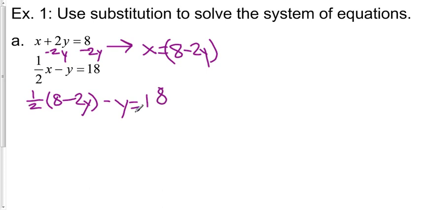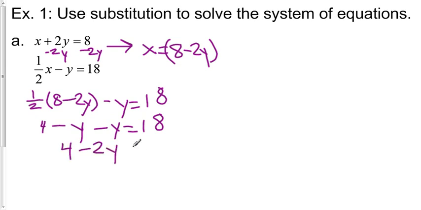Notice now we have an equation with only one variable in it, and so I can figure out what y is. Let's go ahead and distribute. 1/2 times 8 is 4, minus 1/2 times 2 is 1y, or just y. Then there's a minus y equals 18. You should always combine like terms here. So this is -1 plus -1, and I have a total of -2y. So 4 minus 2y equals 18.